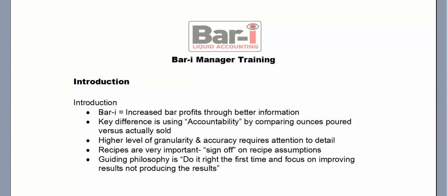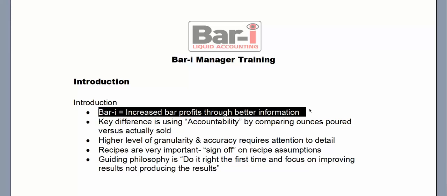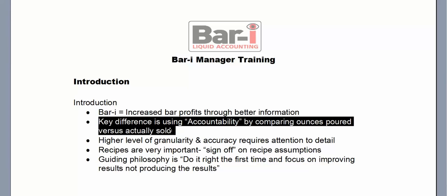So what is BarEye? BarEye is a service company. All we do is inventory for bars and restaurants, and our aim is to make bars more profitable by using information more intelligently. So the key difference with BarEye is accountability. Accountability we define as comparing how many ounces were poured versus how many were actually sold, and this contrasts with what most bars are currently doing in the way of inventory.